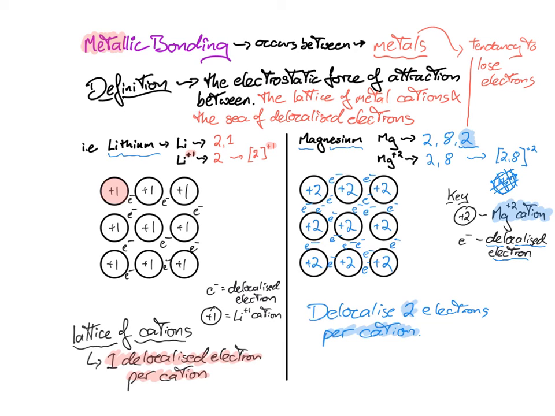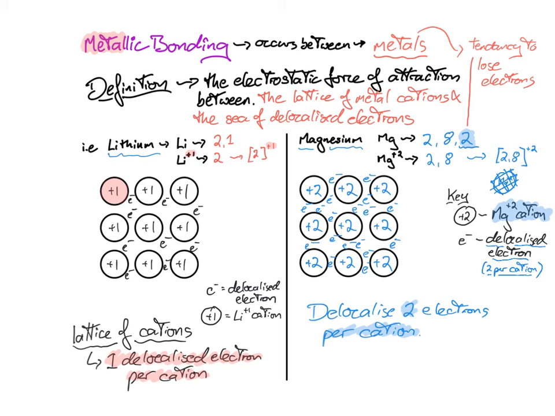It's not easy for the examiner to read. So quite often I will actually add to my key e minus delocalized electrons, 2 per cation, and I'll add that to my key. So if I did accidentally draw one more or one less, I'm probably going to get away with it because the examiner is going to see that I know what I'm talking about, and I'm going to see the 2 per cation over there.